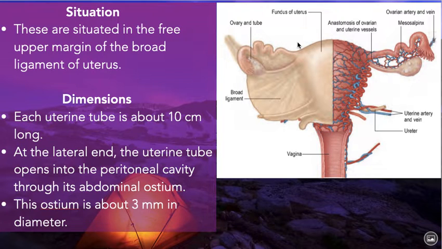It is situated in the free upper margin of this broad ligament over here. It is about 10 centimeter long. At the lateral end, the uterine tube opens up into the peritoneal cavity through the abdominal ostium, which is about 3 mm in diameter.